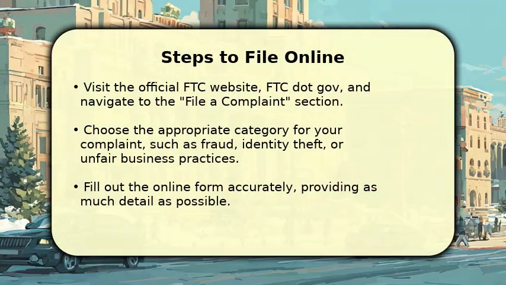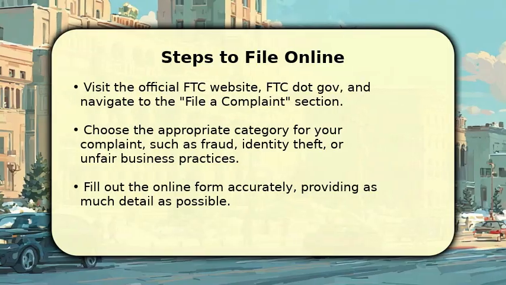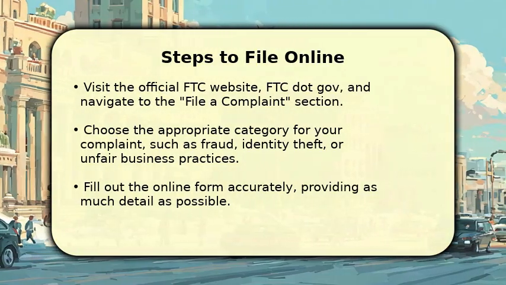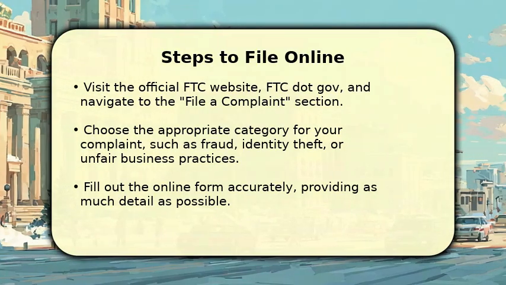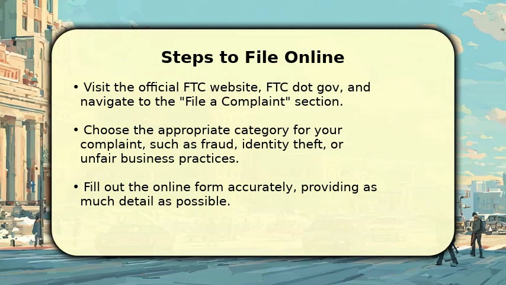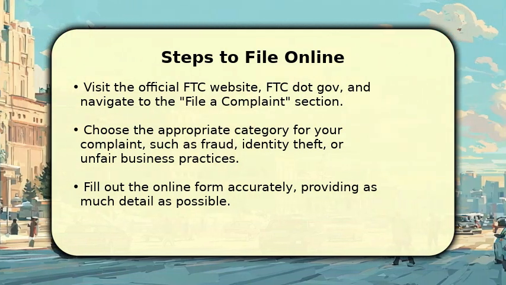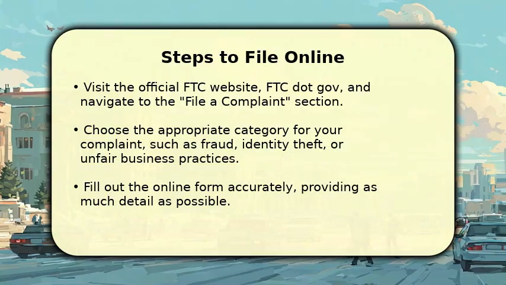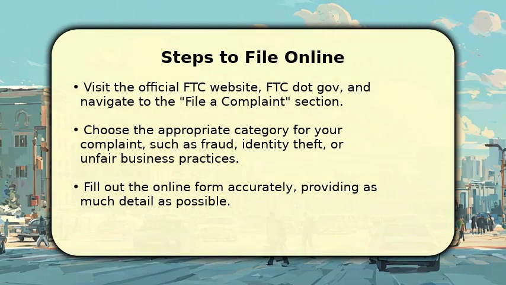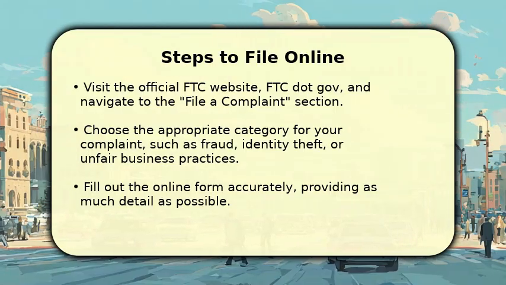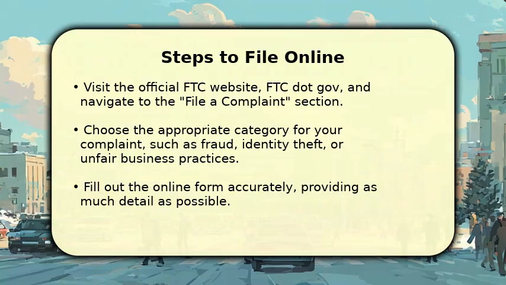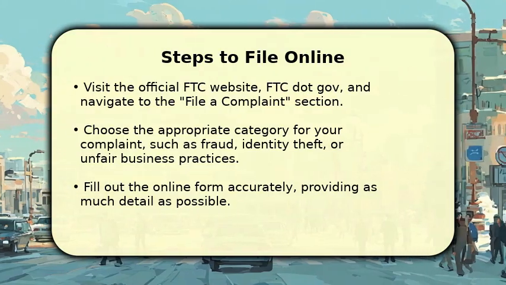To file your complaint, navigate to the official FTC website, which is ftc.gov. Once there, look for the File a Complaint section, typically found prominently on the home page. You will then be prompted to select the category that best describes your issue, such as fraud, identity theft, or unfair business practices. Carefully fill out the online form, providing as much accurate and detailed information as possible. This direct online method is the most efficient way to submit your report to the Commission.